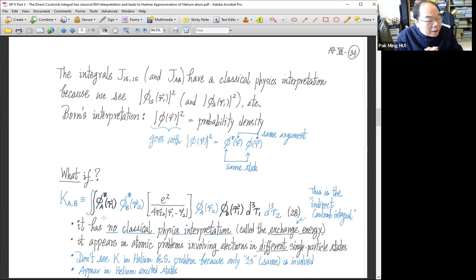In the discussion, I hinted at something non-classical, entirely quantum. It is called the exchange integral. I give the integral in equation 28. At this point, you only need to stare at it long enough so that you convince yourself there is no classical physics interpretation. We haven't talked about when this integral will appear, but hold on to that. You will see that it will appear soon, especially when we consider the excited state of a helium atom.